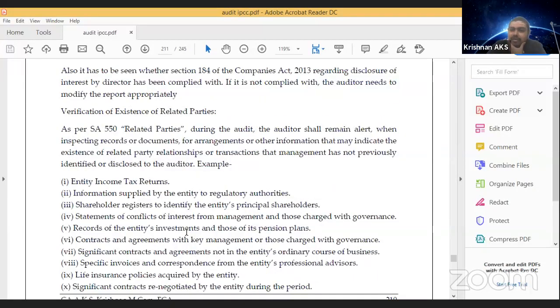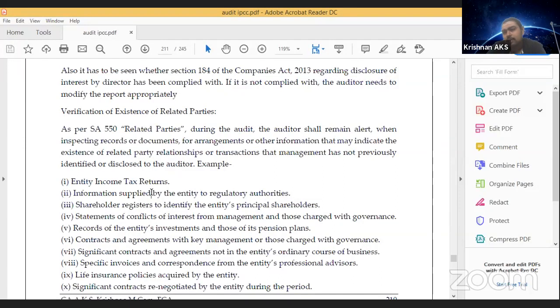Sir, how do we find whether all the related parties are disclosed? First of all, you should ask the management to disclose all the related parties and get the management representation letter that all related parties have been disclosed. And what is the additional audit procedure that we can do? See their ITR, income tax returns. Otherwise, they would have mentioned the related parties.